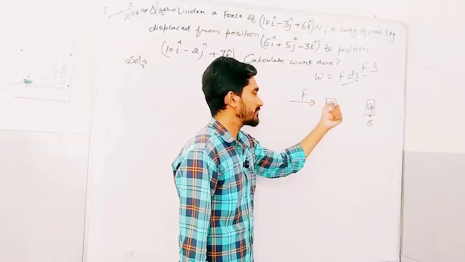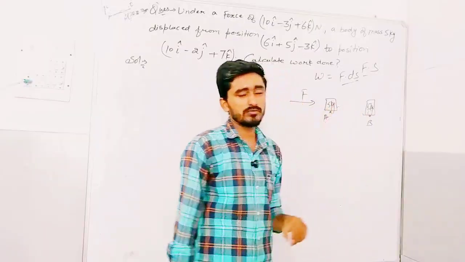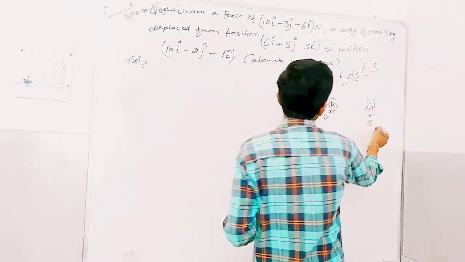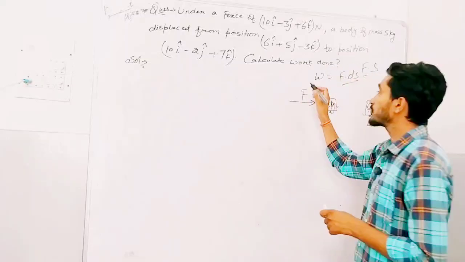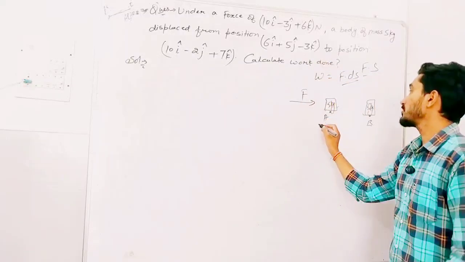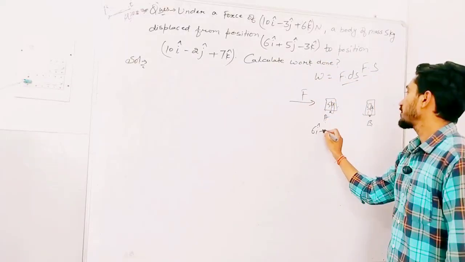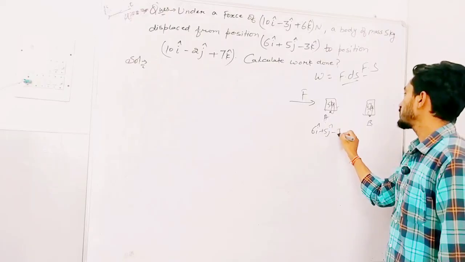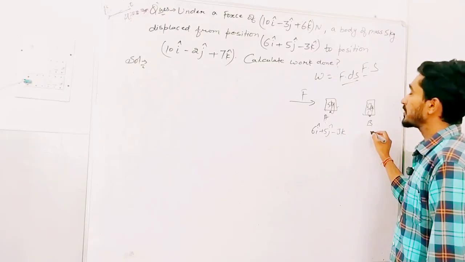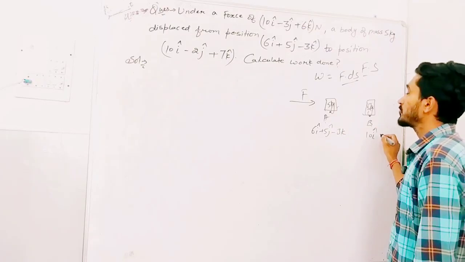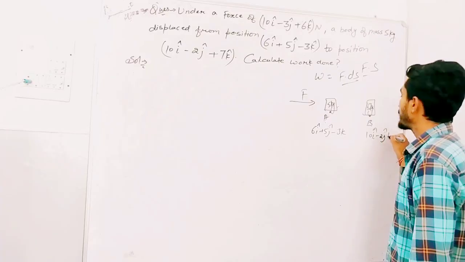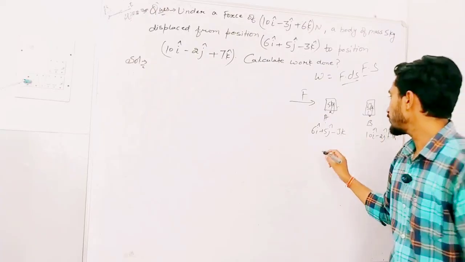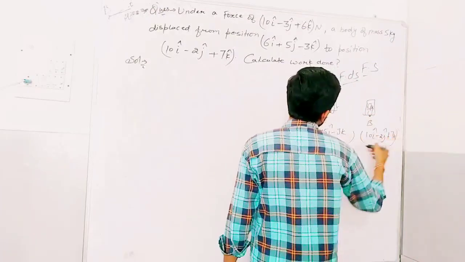Okay, we will write it. Final vector minus initial vector. This is the final position and this is the initial position. The initial position is 6 i cap, 5 j cap, minus 3 k cap, and the final position is 10 i cap, minus 2 j cap, plus 7 k cap. To find the displacement, what will we do?